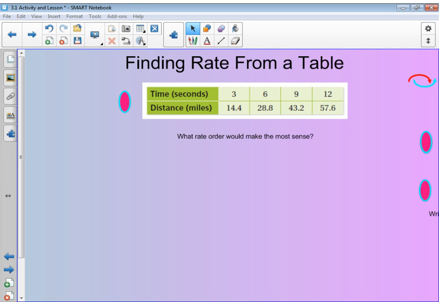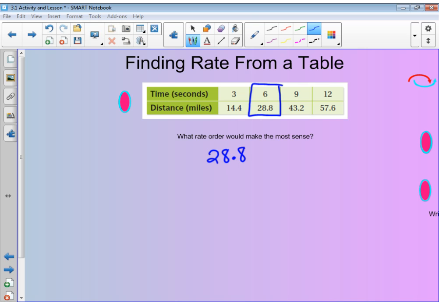Not to say that somebody might not want to know seconds per mile, but we're going to do miles per second. So we're going to take our Y's, which are our bottom, and I'm just going to go ahead and take this one. It doesn't matter which set I use. So I'm going to take the bottom number, 28.8, and write it as my top number. And that was my miles over 6 seconds.